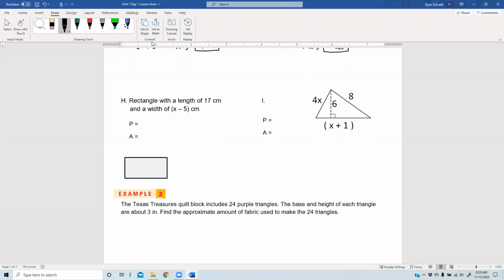So we drew a rectangle here. Let's label it. It says a length of 17, a width of x minus 5. Now they don't tell me what's what, so I just gotta go with this. I'm gonna have an x in my answer, but that's okay.